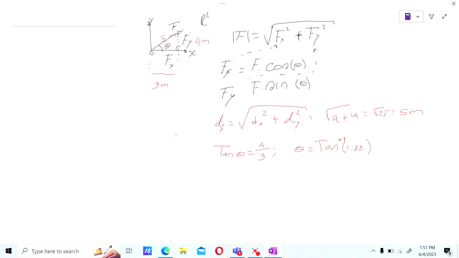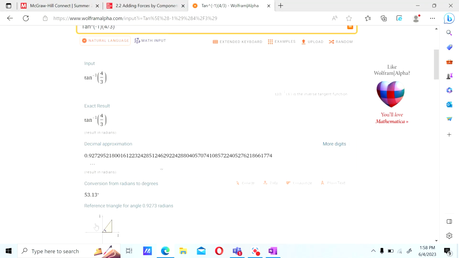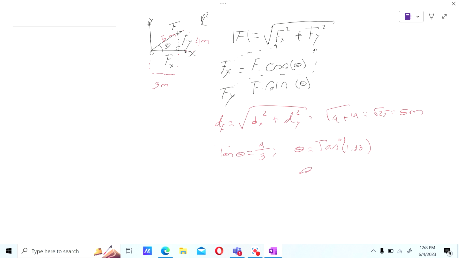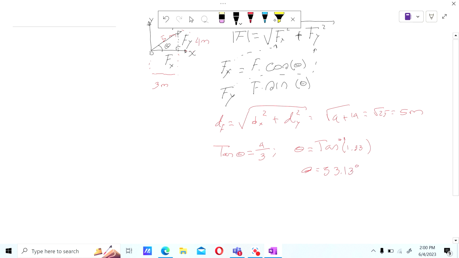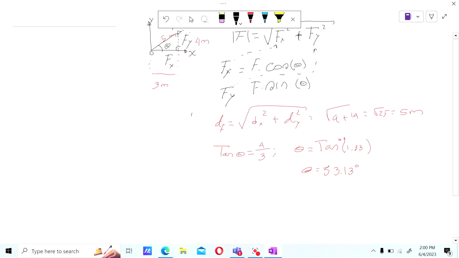Y divided by x, tangent inverse is 53.13 degrees. Okay, theta equals 53.13 degrees. Then, if we want to confirm that this 53.13 is true, then we can just use that angle to compute anything else.